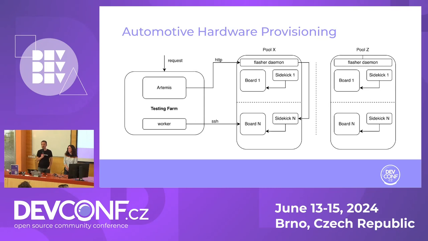We have attached to each board additional hardware that we name Sidekick. The flasher will receive the request from Artemis and ask the sidekick, which is also able to manage the power cycle of the board, to flash a particular board. Once the board is ready, another piece of testing farm, the worker, will start the test execution against the system under test, so the board, via SSH. We can create pools for different sets of hardware. Our goal in automotive is really to support a large set of boards, so that is a great way to automate the provisioning in automotive.